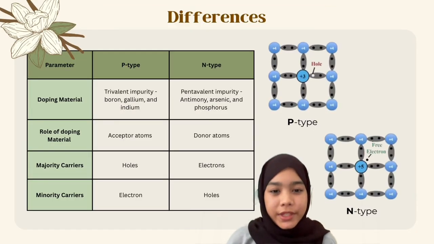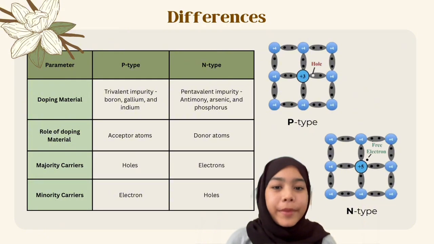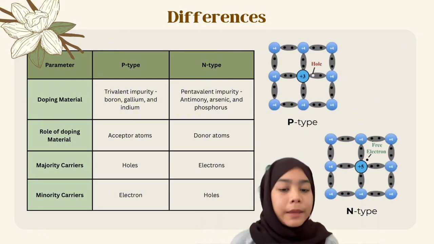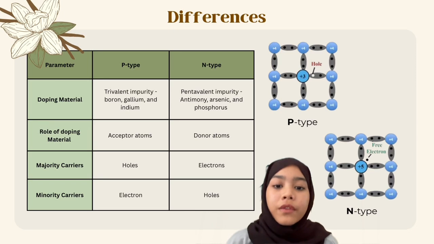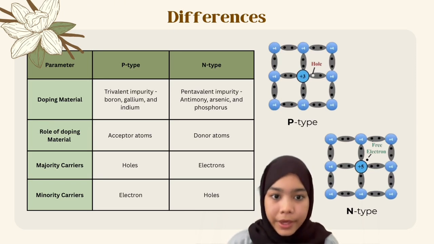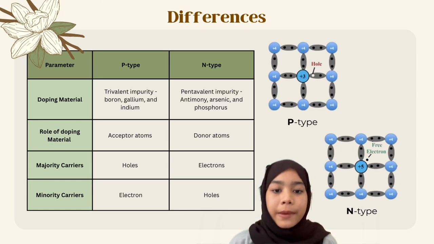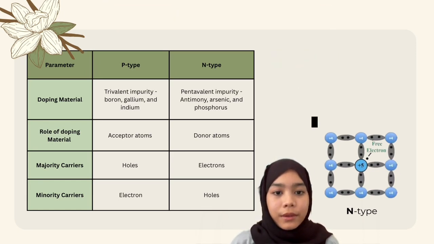So, what are the differences between P-type and N-type? For P-type, the material has a trivalent impurity, meanwhile N-type has a pentavalent impurity. For P-type, the role of the doping material is acceptor atoms, while for N-type it is donor atoms. For majority carriers, P-type has holes and N-type has electrons. For minority carriers, P-type has electrons and N-type has holes.